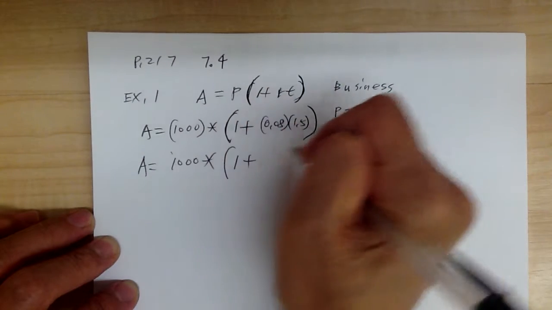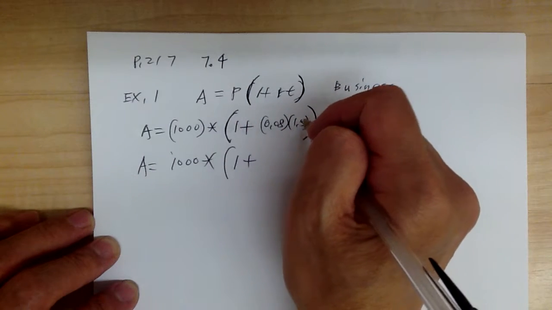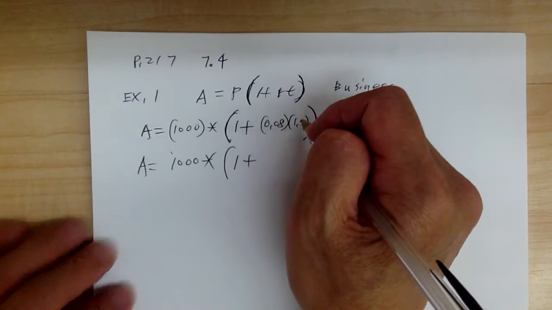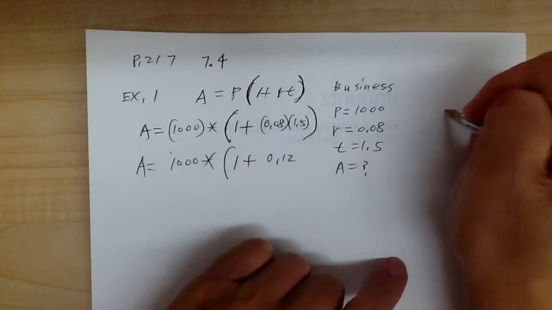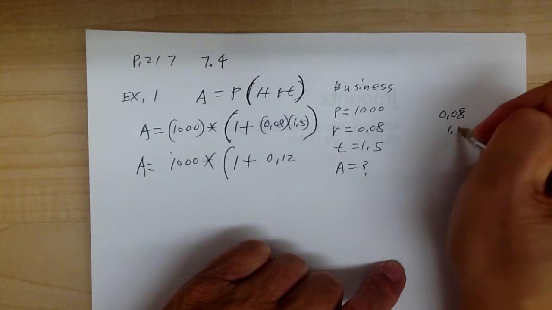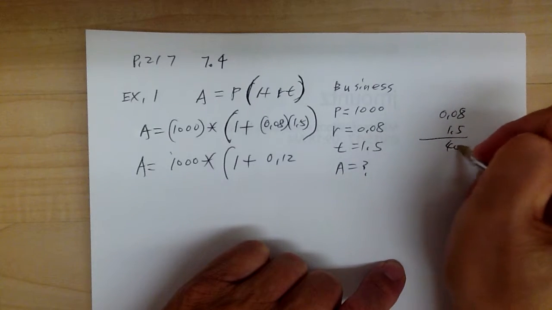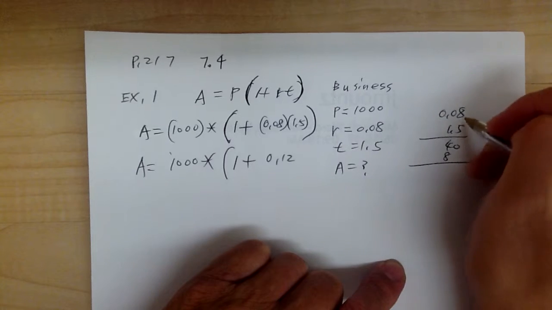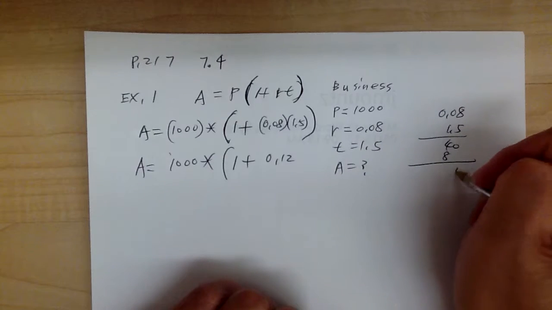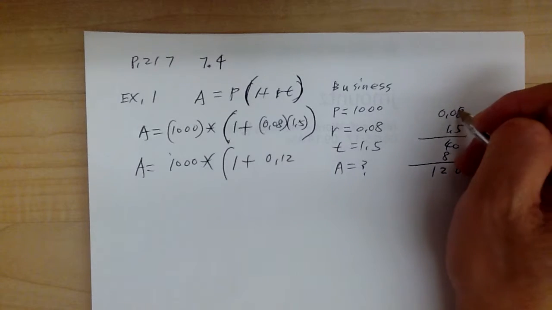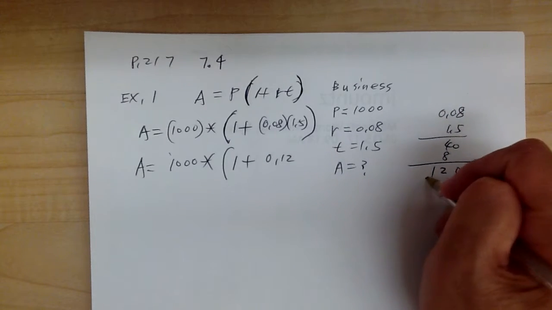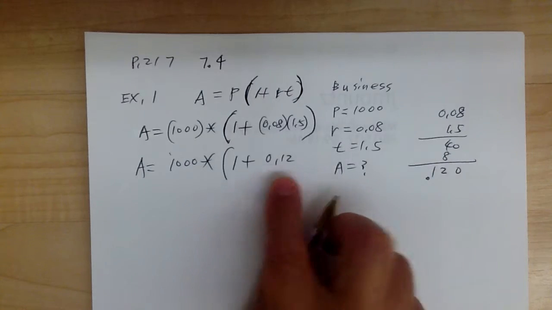So this is 1 plus, so go ahead and multiply this out. When you multiply this out, you're going to get 0.12. You can go off to the side, like 0.08 times 1.5. So 5 times 8 is 40, 1 times 8 is 8, right? And make sure you line up the digits correctly. So this would be 12, and that's 1, 2, 3 decimal places. So you go 1, 2, 3, so you'll be over here. So that's how I get 0.12.